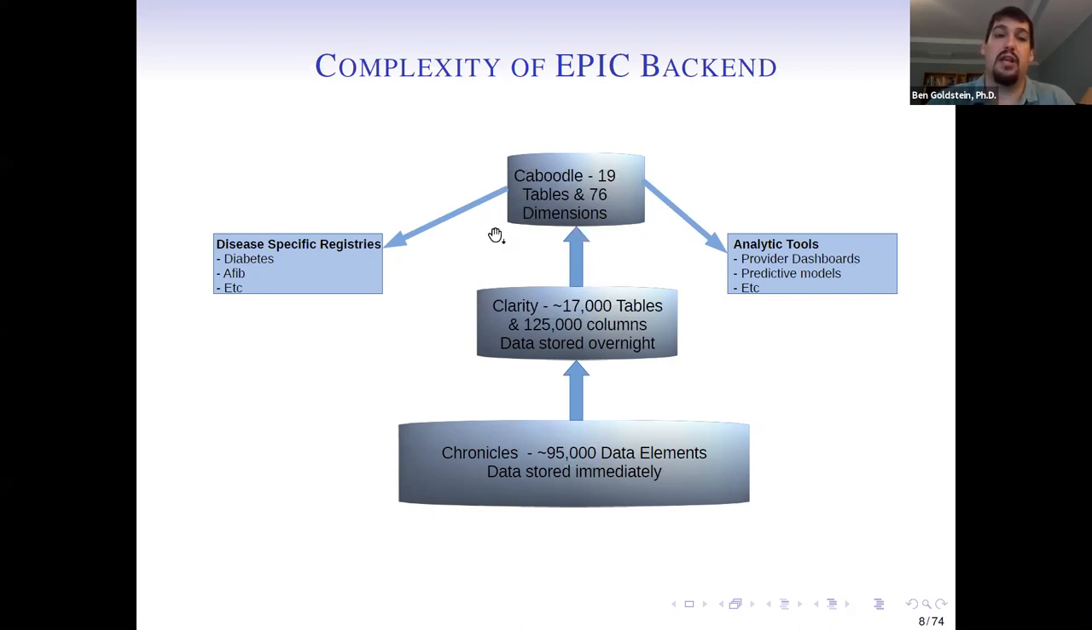From here, we can start thinking about what we can do with the data. We can create things like disease-specific registries. We have things like the diabetes registry and the atrial fibrillation registry. We can create analytic tools, provider dashboards, predictive models, etc.